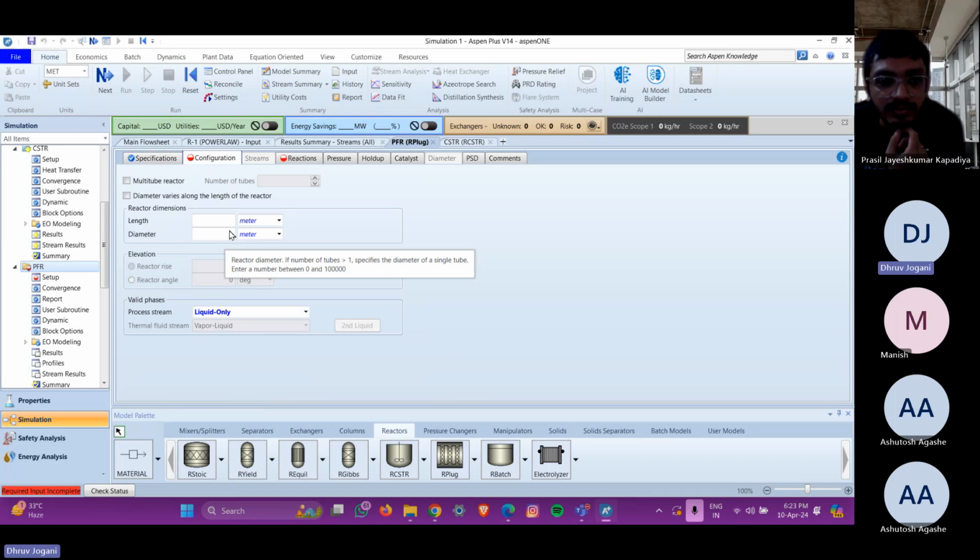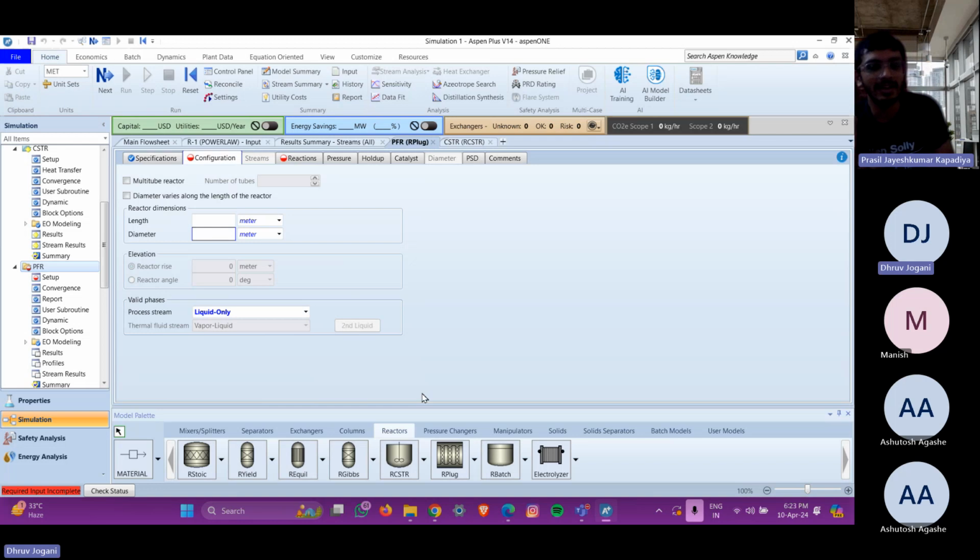Sir, either we can solve it, or we need to solve it. Let's guess the length of the reactor is 1 meter. So what will be the diameter for the same volume, 0.15 meter cube? Can you calculate it? Yes, sir. 0.15 will be pi by 4 d square h.